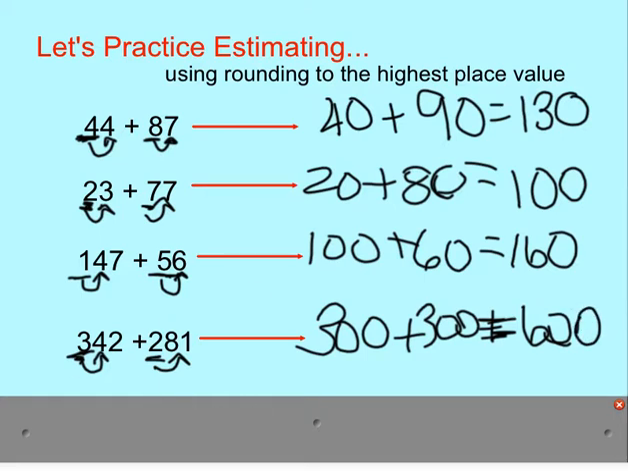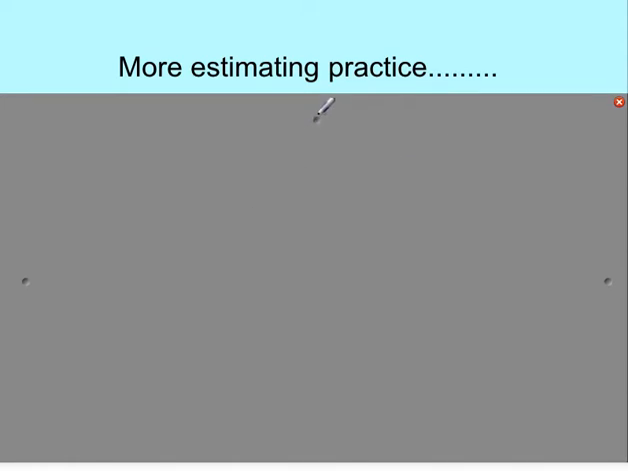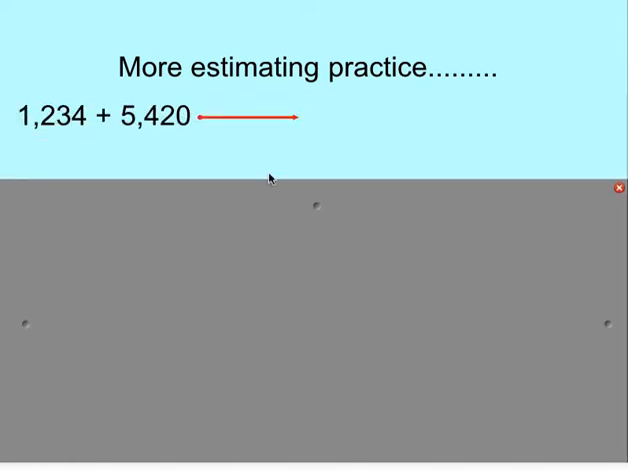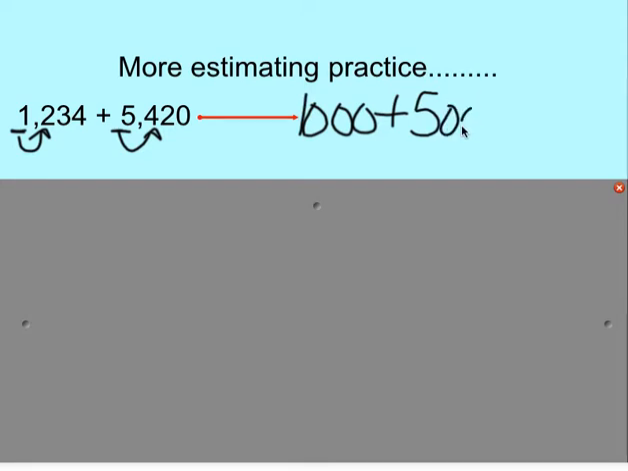We are going to practice a few more on the next slide, and that is going to be working on numbers into the thousands. This is the highest place. So we have 1,000. Look at the number right next door to 2. That tells us to stay at 1,000. We have 5,000. Look to the right, there's a 4. That tells us to stay at 5,000. And now it's just a matter of putting those two numbers together, and we come up with an estimated answer of 6,000.